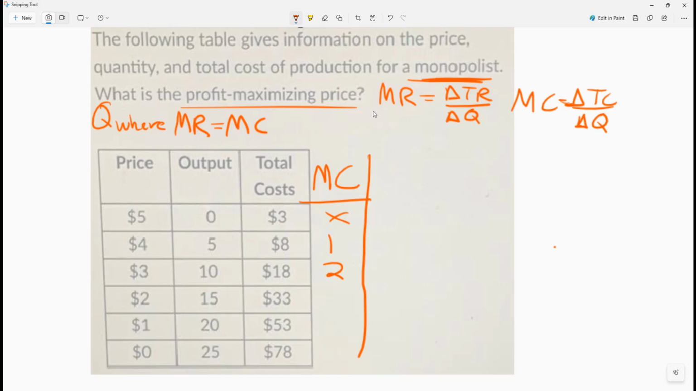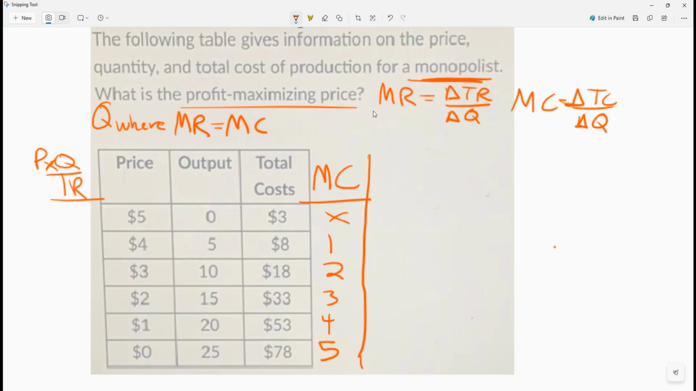I have 15 over 5, which is 3. I have 20 over 5, which is 4. I have 25 over 5, which is 5. So in a linear fashion, marginal cost increases. Okay, now I want total revenue. So total revenue is going to be price times quantity. Good idea to memorize that formula. Very useful in your business career.